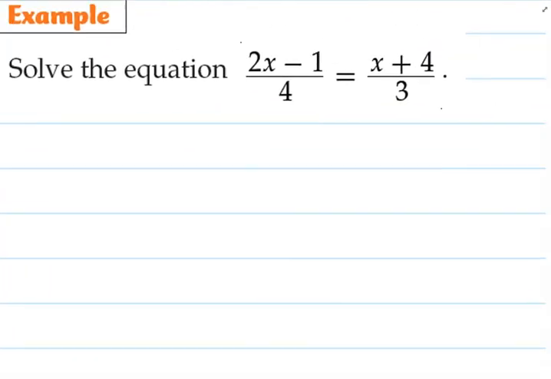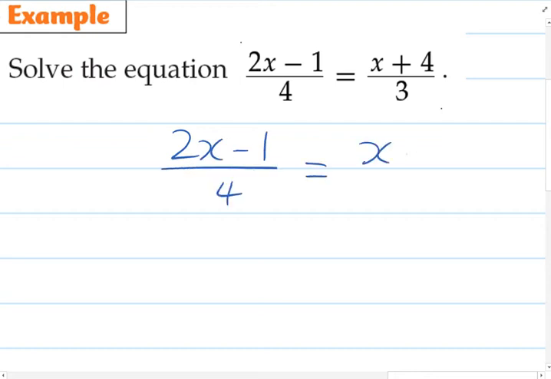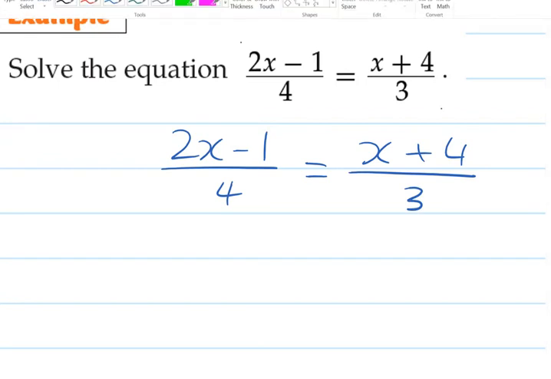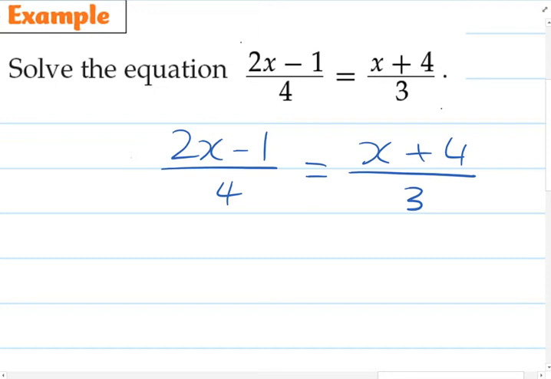Okay, so here's our next question. Let's copy it out. 2x minus 1 over 4 equals x plus 4 over 3. Okay, so we've got x's on both sides, so I'm going to start by timesing both sides by 4, and that's going to cancel those 4's out. So let's write out what that will look like.